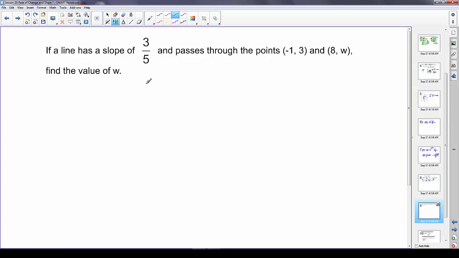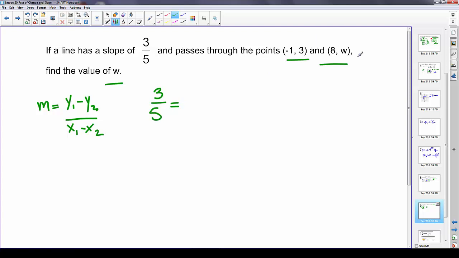If a line has a slope of 3/5 and passes through these 2 points, what's going to be the value of w? So we know that slope m is equal to y1 minus y2 over x1 minus x2. And I have my x and y points, and I have a slope. So what I'm going to do is write out this equation. 3/5 for my slope is equal to the difference of the y's, so that's 3 minus w over negative 1 minus 8.